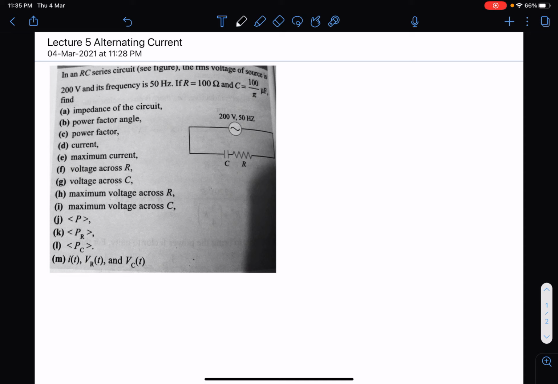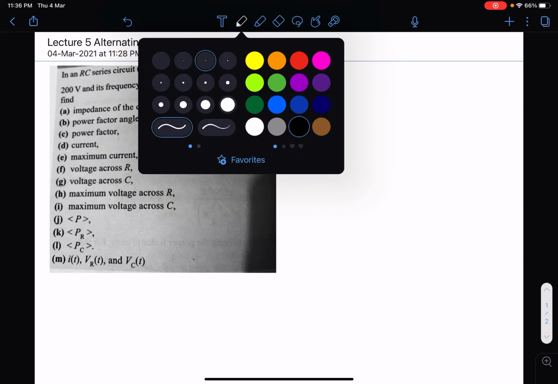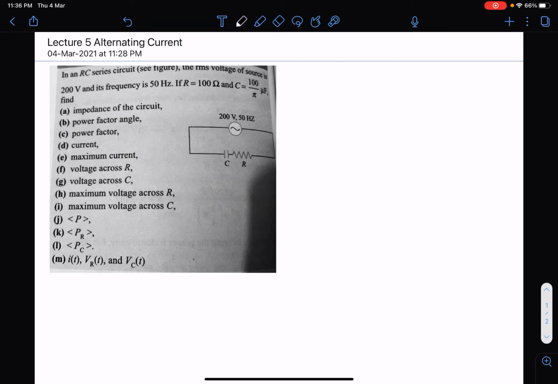So basically you can say that for concept understanding, for basic understanding, it is a very good problem, right? So let's start solving this. In this problem, first we'll draw the circuit here.